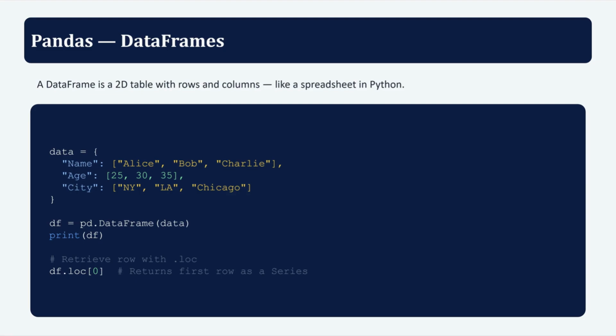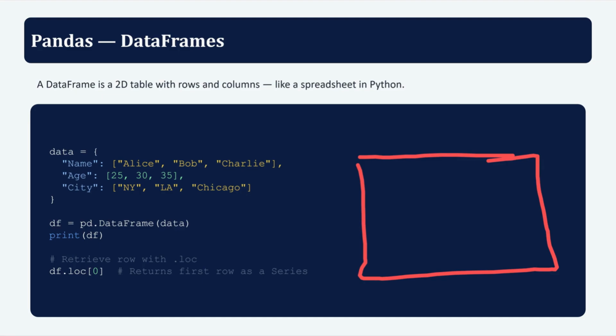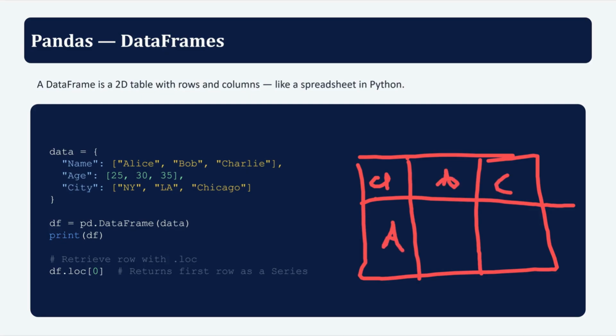Pandas data frames are 2D tables with rows and columns like a spreadsheet. So a data frame is basically just the spreadsheet version. So this could be a pandas data frame. Like A, B, C, D, E, F. This would be a pandas data frame.